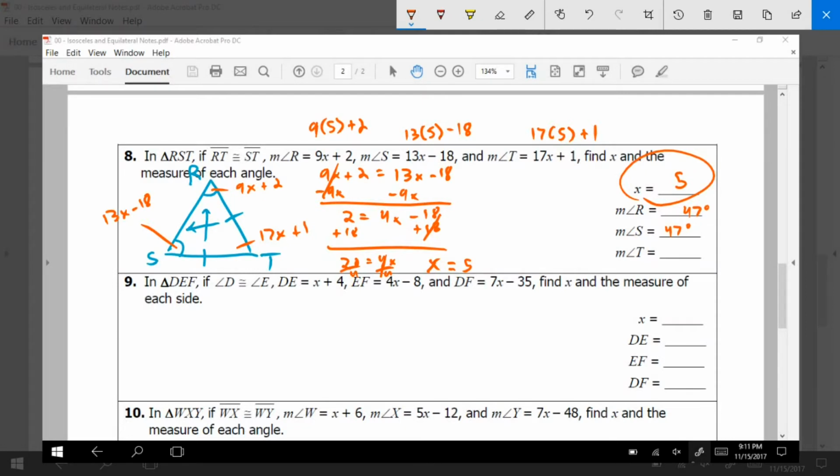And then finally, how am I going to find the measure of angle T? I could plug in this 5 and find it, or I could just add 47 and 47 and subtract that from 180, because remember the total is 180. So let's take a look.